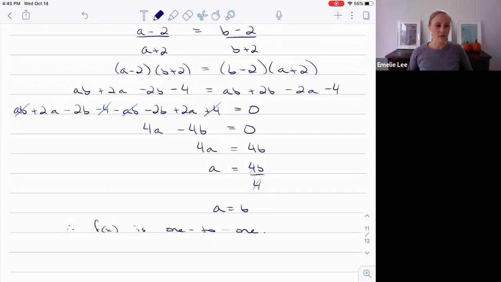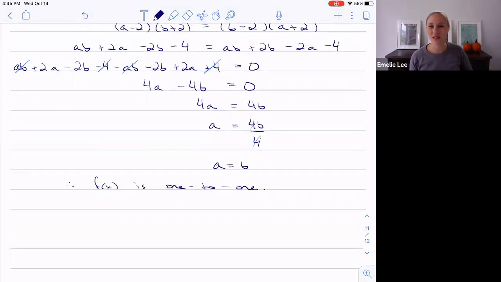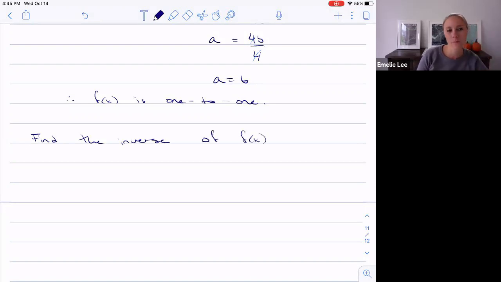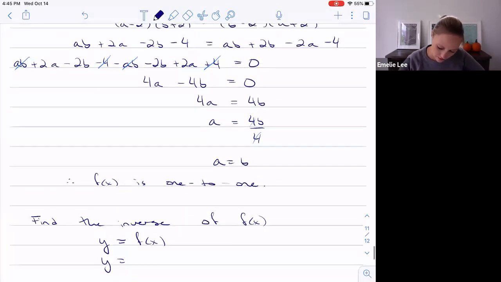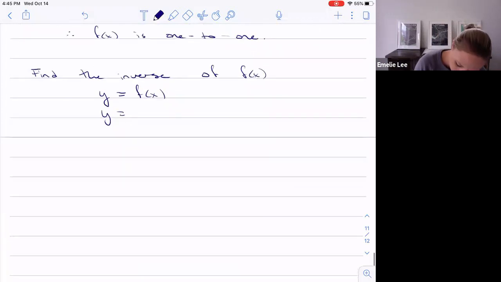Okay, so next thing we have to do is we have to find the inverse of this thing. So now we're going to find the inverse of f of x. So what we do is we write y equals f of x. Well, y equals x minus 2 over x plus 2.